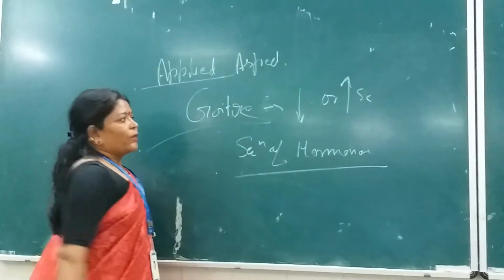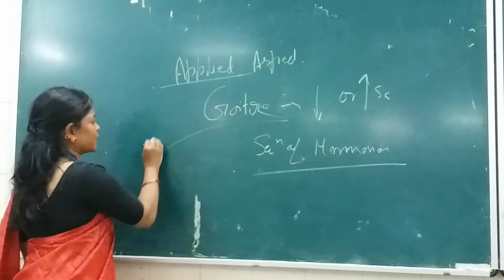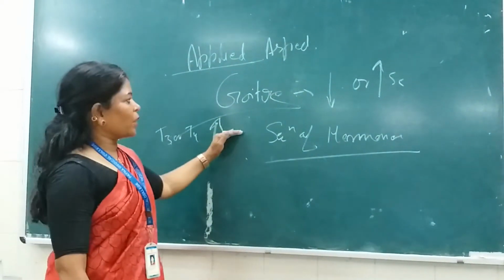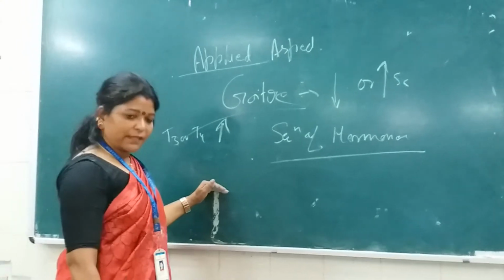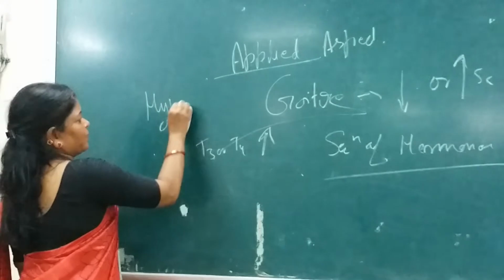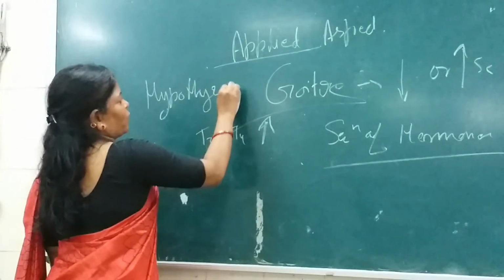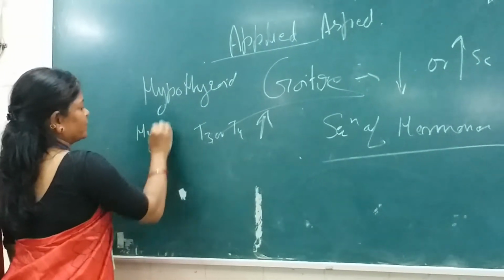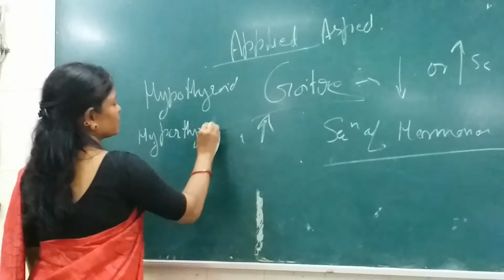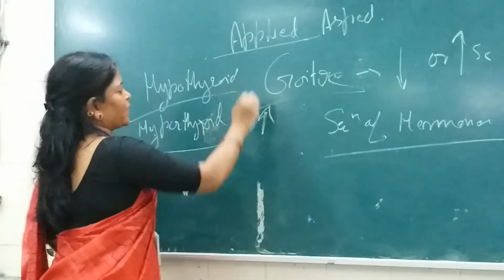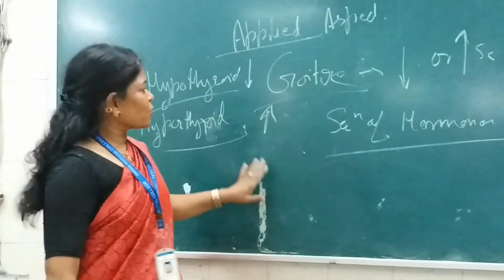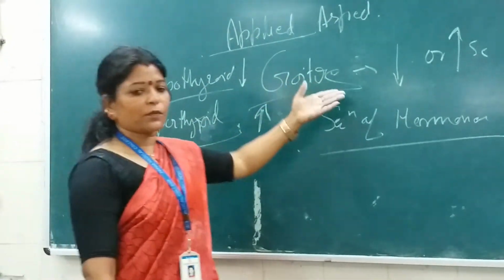Whether the thyroid hormone, that is T3 or T4, is more than the normal, or it can be decreased less than the normal. Then two conditions are there: hypothyroid and hyperthyroid. Hyperthyroid means increased secretion of the thyroid gland, and hypothyroid means decreased secretion. So in both conditions you can see the goiter, enlargement of the thyroid gland.